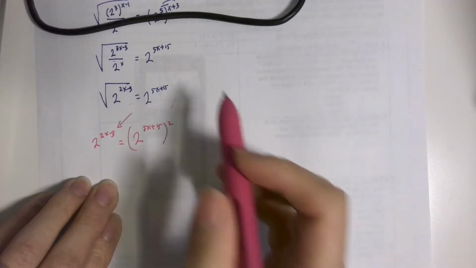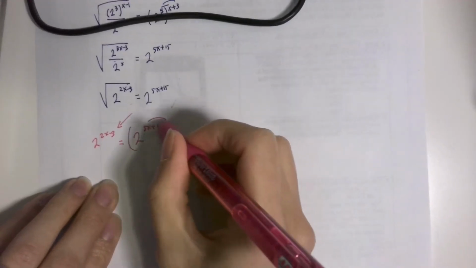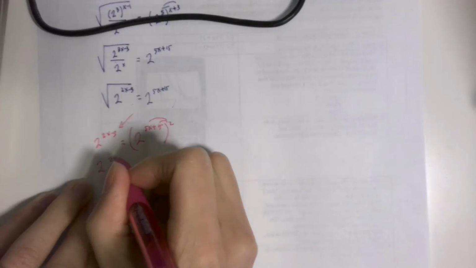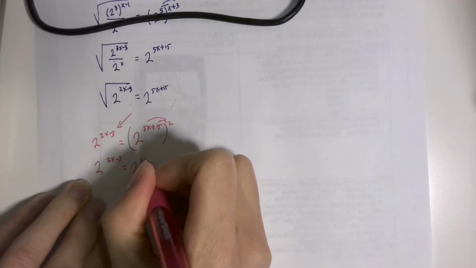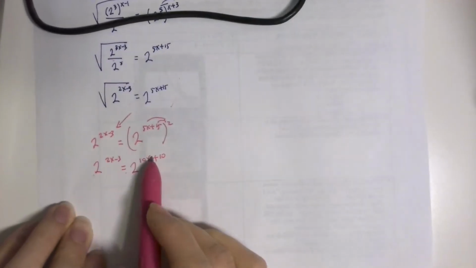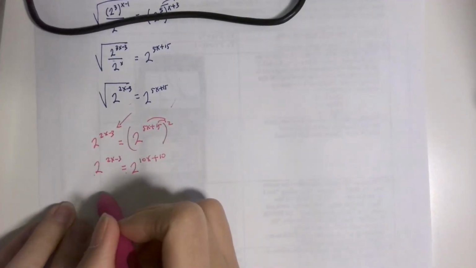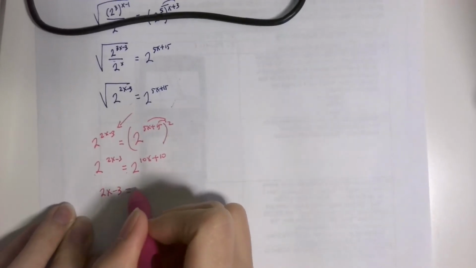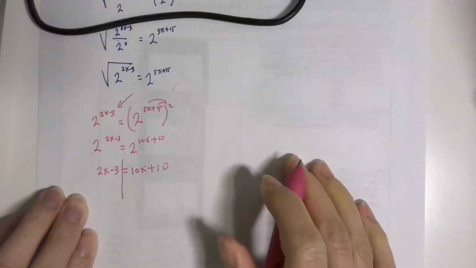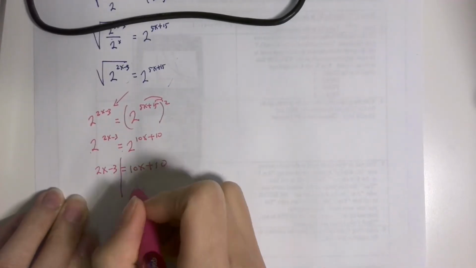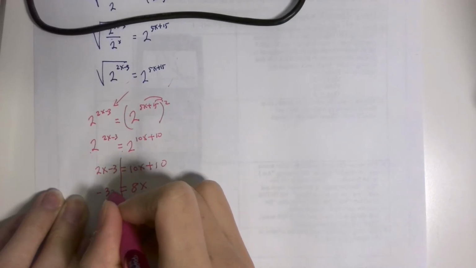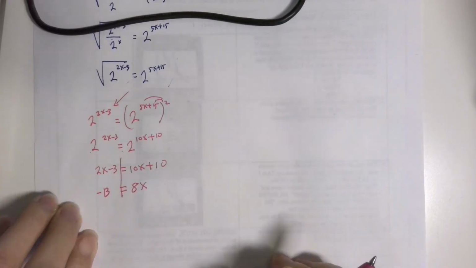Okay, exponent to exponent, I'm going to distribute it, so I get 2 to the 2x minus 3 power equal to 2 to the 10x plus 30 power. Same bases, that means I can just take the exponents equal to one another, so 2x minus 3 equal to 10x plus 30. Simply solving a two-step equation. So subtract 2x from both sides, 8x equal to, subtract 10, negative 30, negative 13.